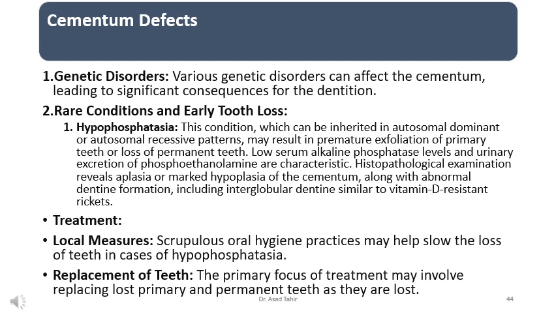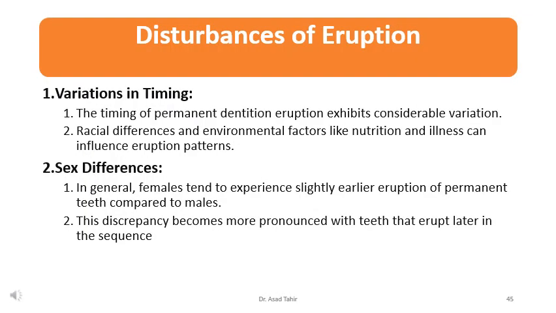vitamin D-resistant rickets. Treatment. Local measures: scrupulous oral hygiene practices may help slow the loss of teeth in cases of hypophosphatasia. Replacement of teeth: the primary focus of treatment may involve replacing lost primary and permanent teeth as they are lost. Disturbances of eruption. Variations in timing.